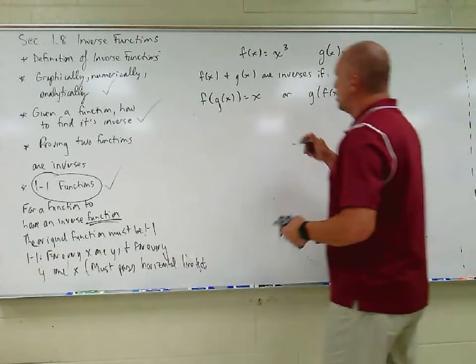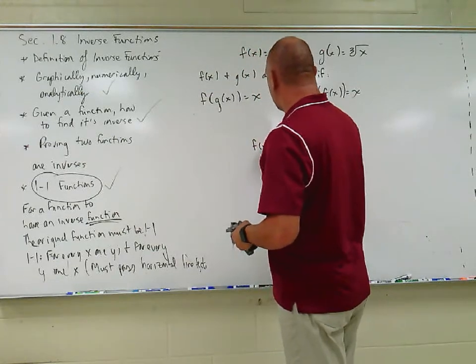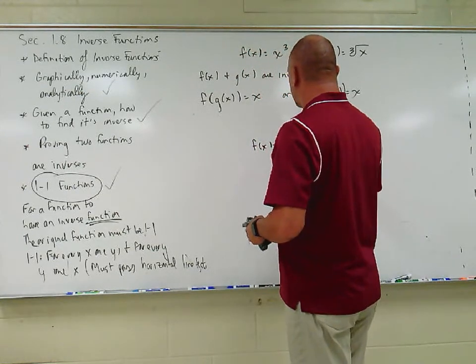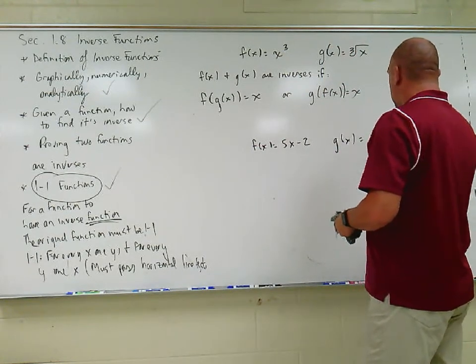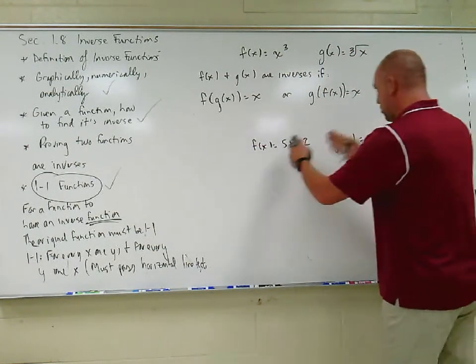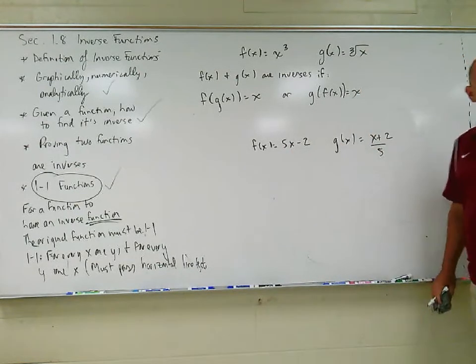And then we'll test this one. So we'll do this. And then the other one we'll do, what was it? Was it 5x minus 2? And then what did we get? x plus 2 over 5? Check that. So you're going to do either one, and it's basically just showing your work, and you should get x at the end. Okay?